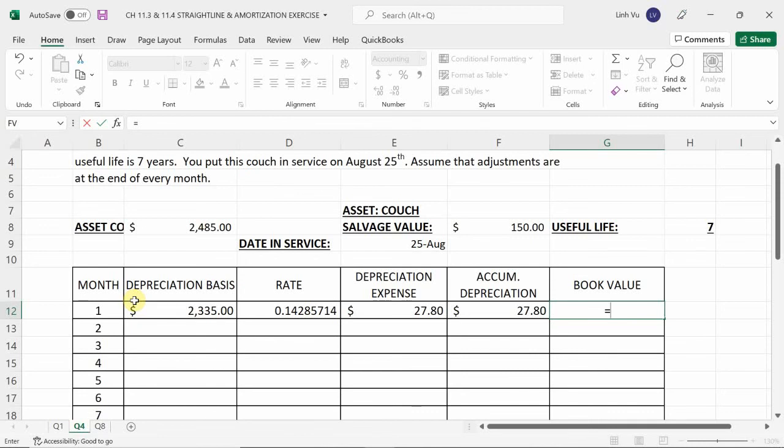Okay, 333 is 1 whole year. How many months are in a year? 12. If I only want 1 month, then what do I do? We divide by 12. Yes.